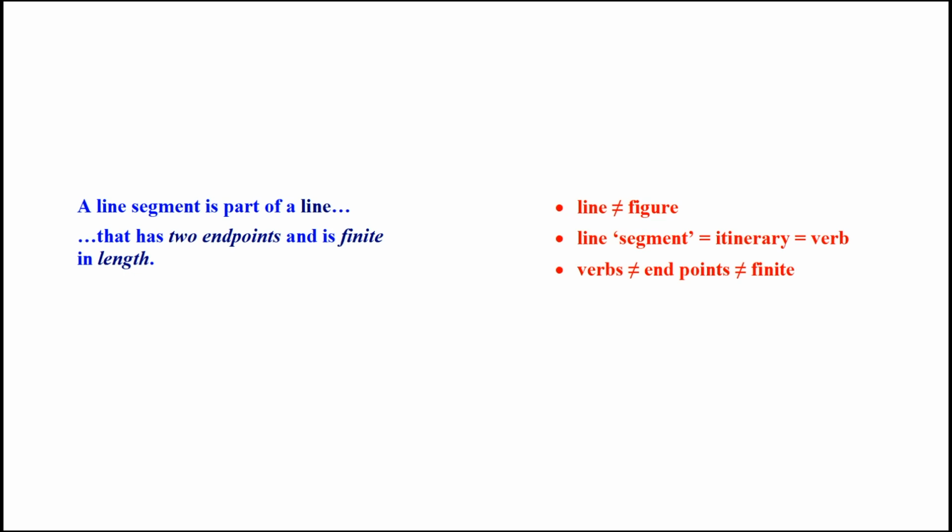Well, we got a problem with that because if it's got two endpoints, you could say it's a line. But if it's just a segment of a line, and a line is an itinerary, all you're talking about is two locations. Those endpoints are locations, and what you have in between are more locations. You're talking about an itinerary. So this line segment is actually a verb that he's conceptualizing there. And it's finite in length, he says, and again, verbs are not finite. Okay, motion is not finite.